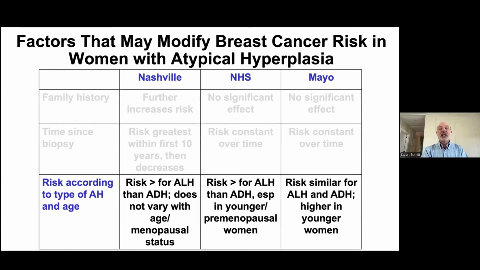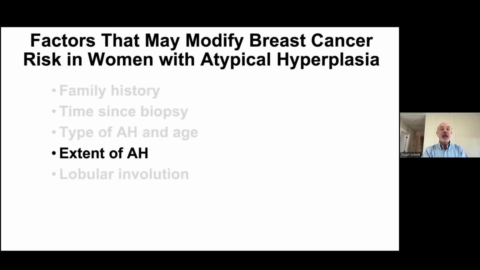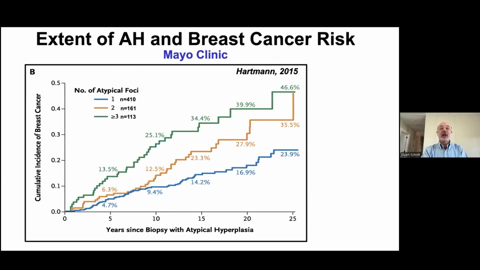Two of the studies suggest that the risk is greater for atypical lobular than ductal hyperplasia. Two of the studies suggest that the risk is higher in younger women. But again, this is not a definitively resolved issue. Now, what about the extent of atypical hyperplasia? Well, these are data from the Mayo Clinic to show that there's basically a dose effect, that the fewer the number of foci of atypical hyperplasia, the lower the risk.